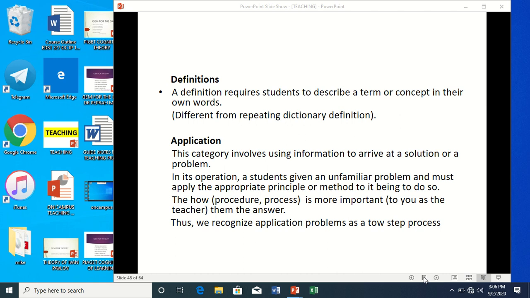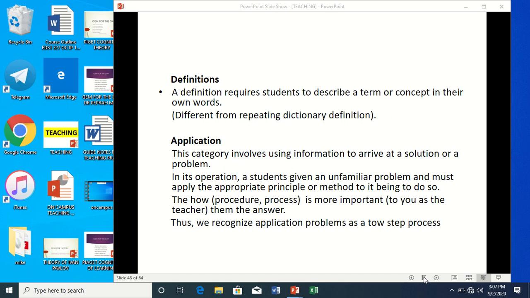It is only when the child has been able to do this well at the comprehension level that the child can do application. And the application level involves using information to arrive at a solution to a problem. Now, in its operation, we emphasize a student is given an unfamiliar problem, and he or she must apply or use an appropriate principle or method to arrive at it.